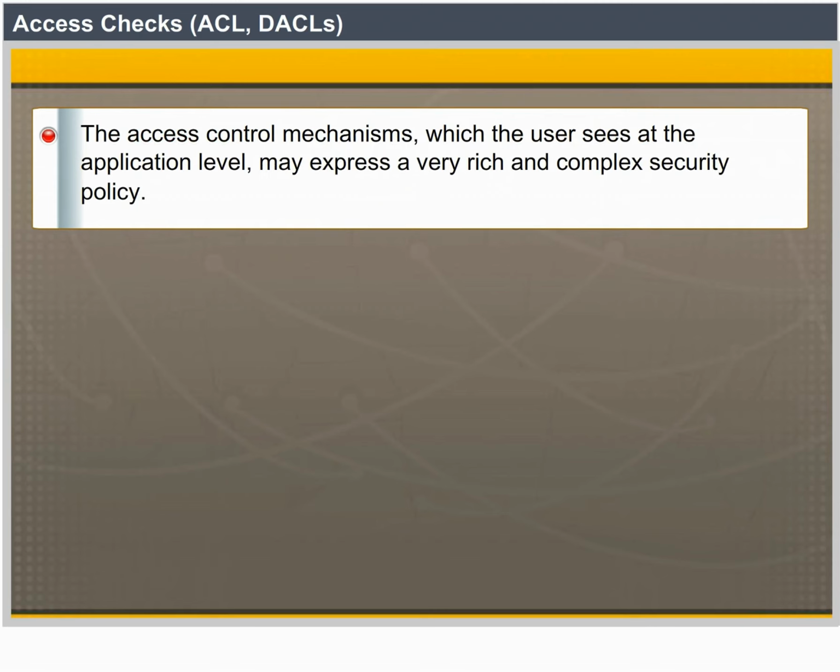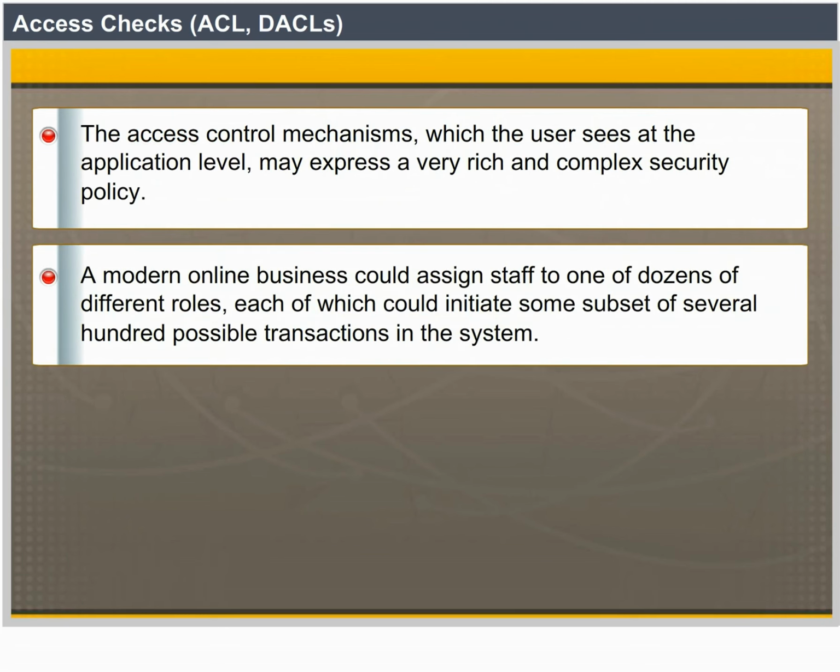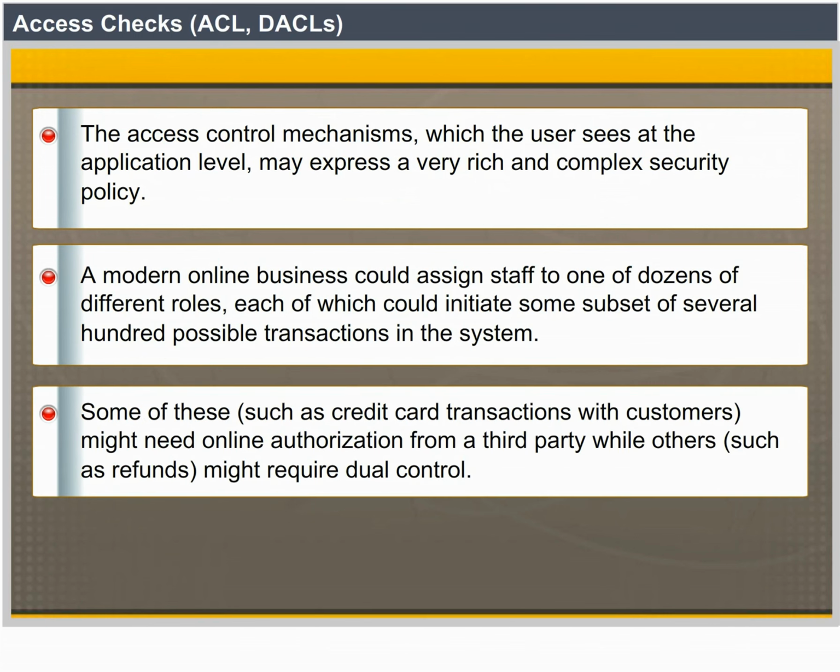The access control mechanisms which the user sees at the application level may express a very rich and complex security policy. A modern online business could assign staff to one of dozens of different roles, each of which could initiate some subset of several hundred possible transactions in the system. Some of these, such as credit card transactions with customers, might require online authorization from a third party, while others, such as refunds, might require dual control.